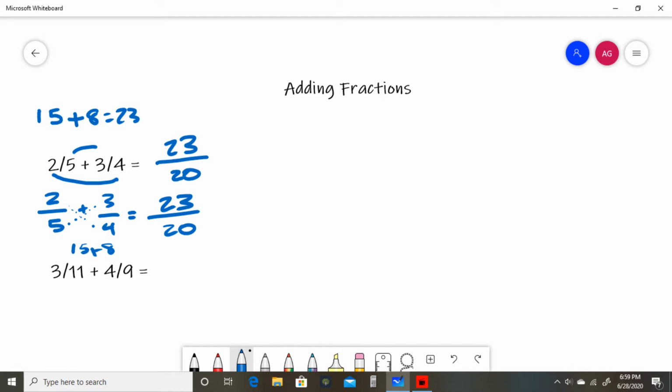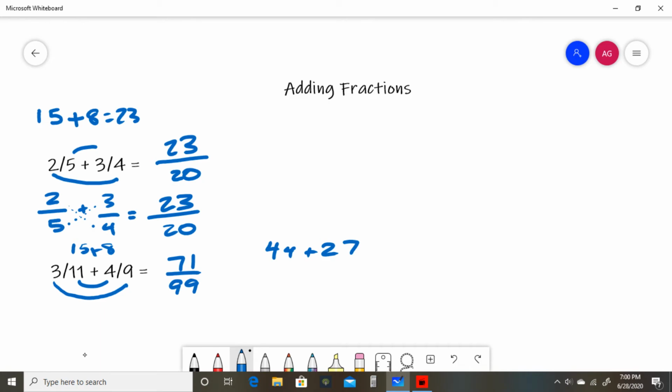Okay, so for our next example, we have 3/11 plus 4/9. Again, the first step is just to multiply the denominators. 11 times 9 is 99, so the denominator of our fraction is going to be 99. Then, multiply the inner digits. 11 times 4 is 44. Then the outer digits, 3 times 9 is 27, and add those. 44 plus 27 is 71, so our numerator is 71.